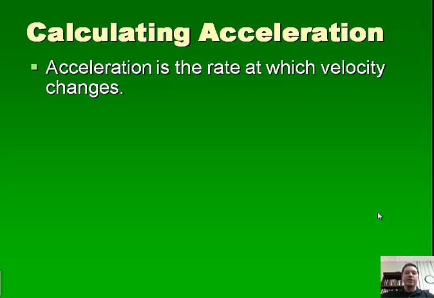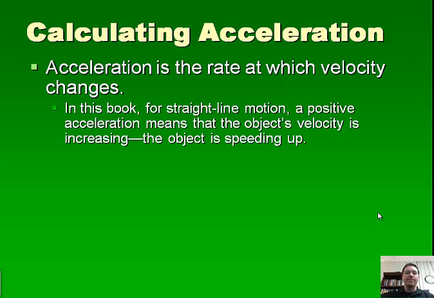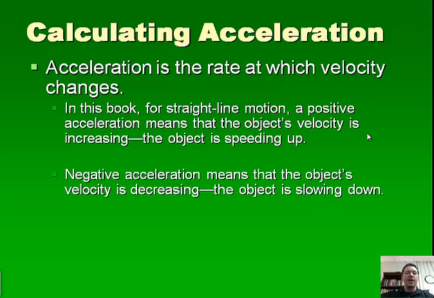So acceleration is the rate at which velocity changes. In this book, and actually many books, straight line motion is indicated as a positive acceleration, meaning that object's velocity is increasing when the object is speeding up. So use a positive symbol. Negative acceleration or deceleration means the object's velocity is decreasing or the object is slowing down.